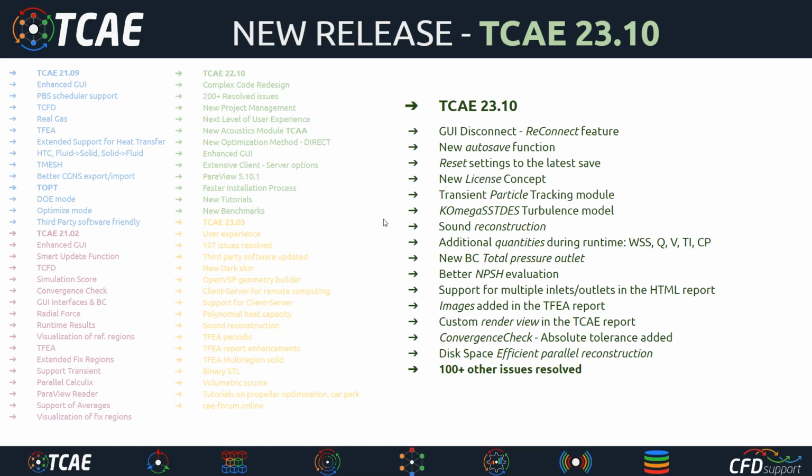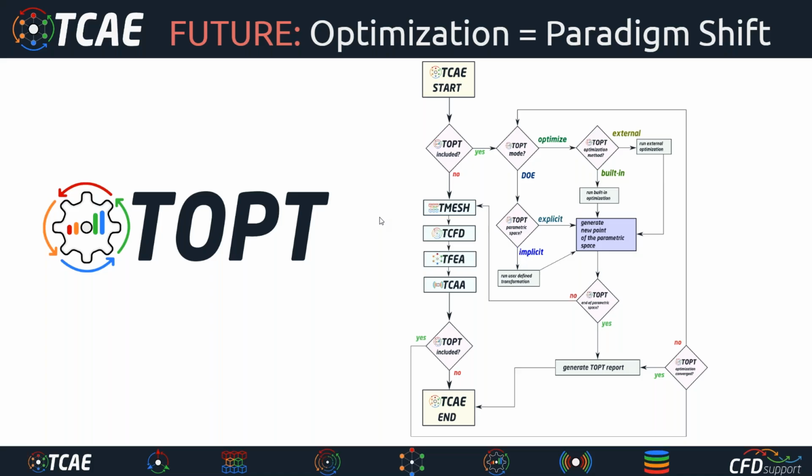Yeah, so the latest release is 23.10, and we are already working on the new release. We have three main strategies. We are focusing on the optimization, for sure. Optimization is a great thing. It's a paradigm shift. We have been talking about it many times. So definitely one of the priorities for future research is the optimization.